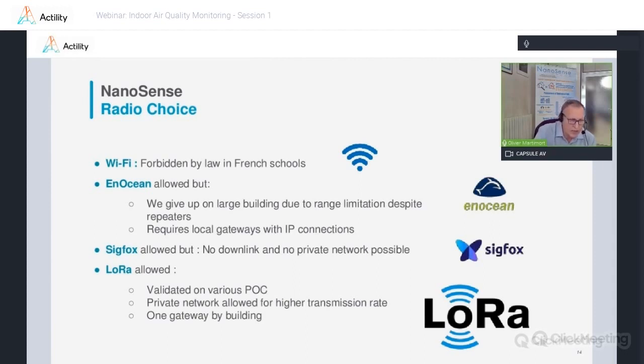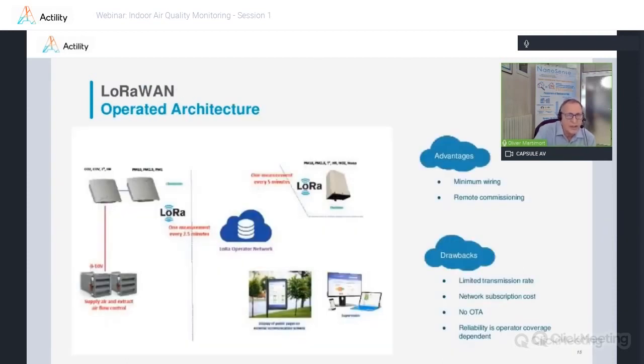And we of course have LoRa, which is also allowed in French schools. It has been validated by various POCs, and the big advantage is that we can use a private network, and if you want to, speed up the transmission rate. And of course, it requires one gateway per building instead of many for a nation.